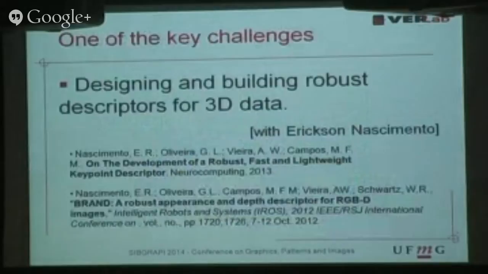And one of the key challenges in all this, what lays at the bottom, is actually descriptors. Descriptors are a very fundamental piece of this whole jigsaw puzzle. And this work I'm going to present is with Erickson Nascimento, a former student, now professor at UFMG. And it has to do exactly that. Since we have 3D data, is it possible to build a descriptor that uses the information from both image and depth information? And of course, the answer is yes.